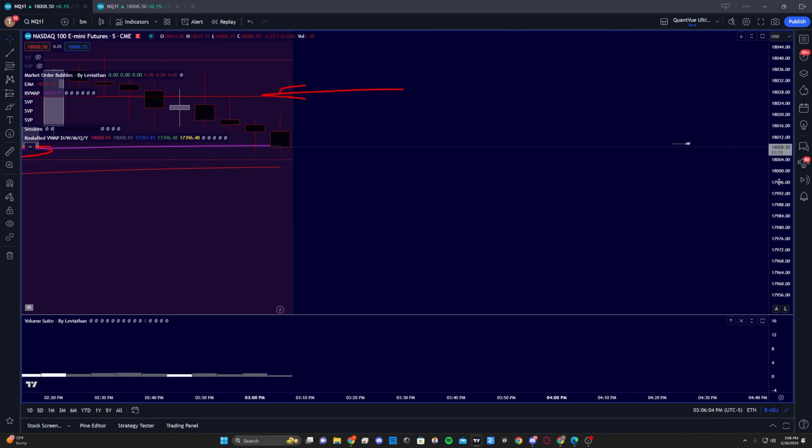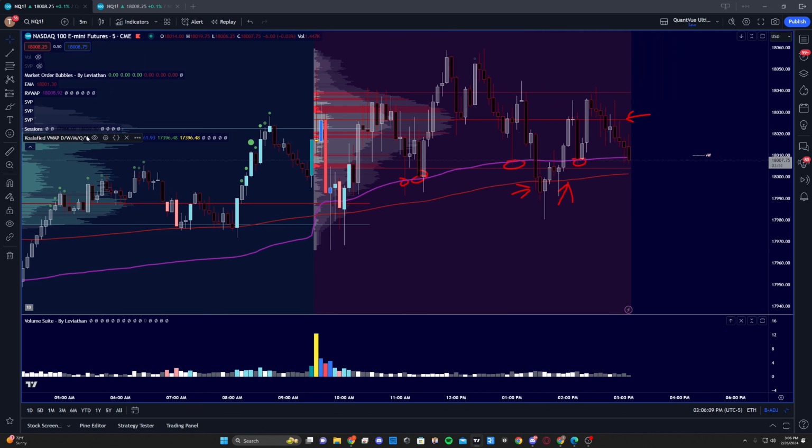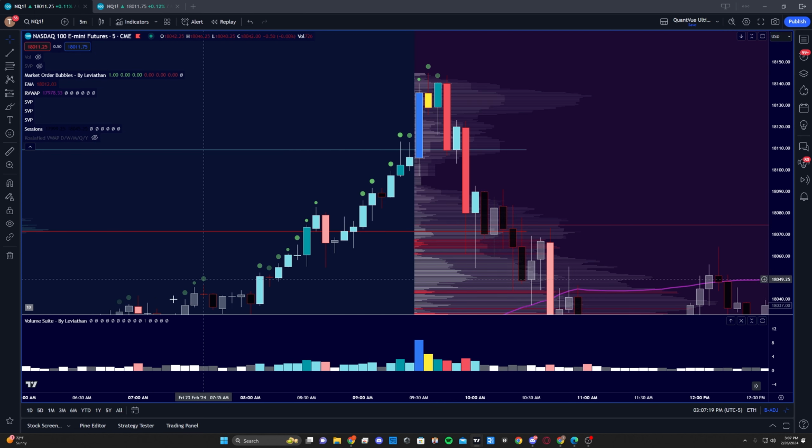It's a lot of extra lines that I just don't necessarily like to turn on the 5-minute chart. I do like to look at it to get an idea of where those levels are, maybe before I start my trading day, but I don't typically keep those on. Next, you have the volume suite.